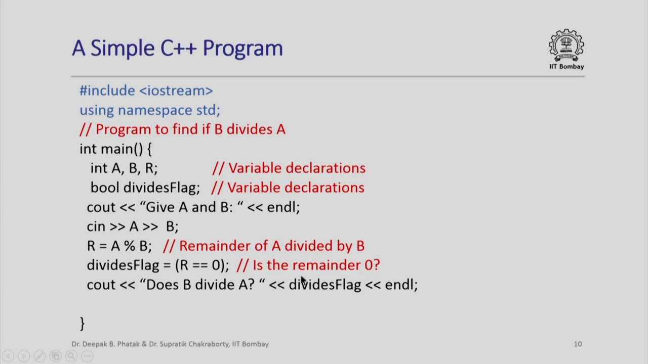So if b indeed divides a, we will see on our screen "does b divide a?" followed by a space and 1, because the boolean value true will be output as 1, and if b does not divide a, we will get "does b divide a?" followed by a space and 0, and finally we return 0.